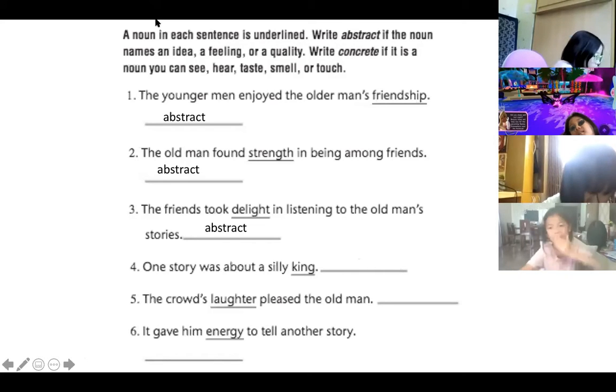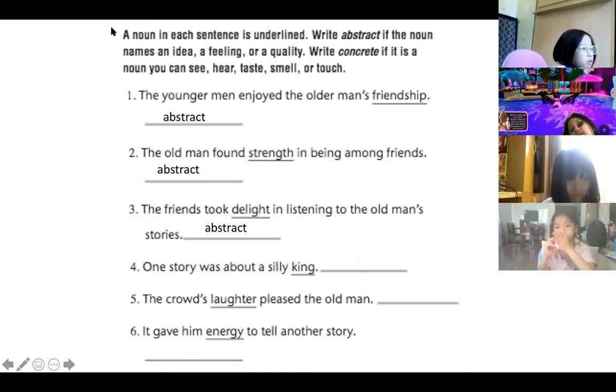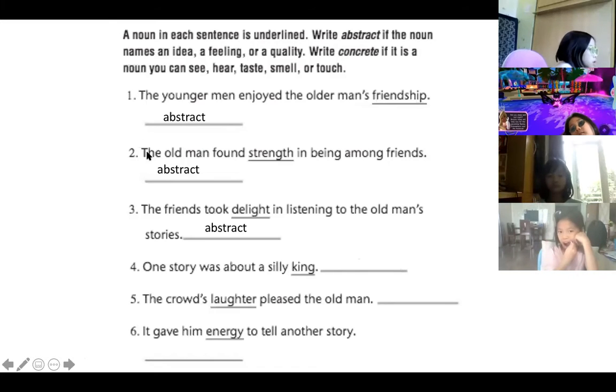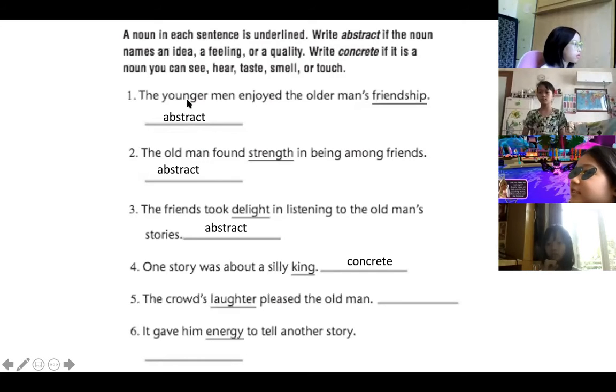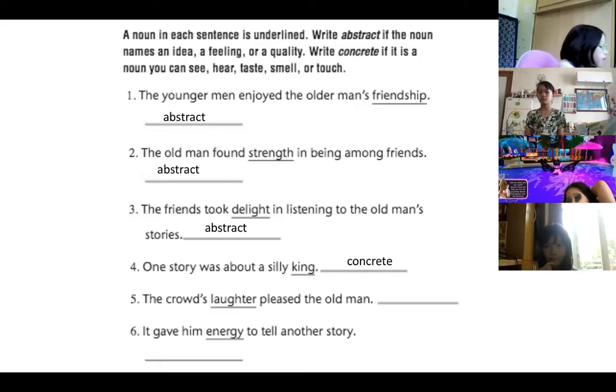Okay. Number 4, one story was about a silly king. What do we think about the word king? Nuna? Concrete. Good job. We can see it, we can smell a king, we can touch a king. We wouldn't want to taste a king, but if we really, really did want to, we could taste a king. So all of these things we can physically see and touch and smell and hear a king. So that's why it is a concrete noun.